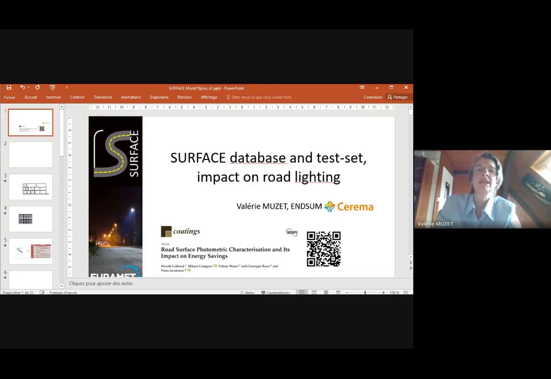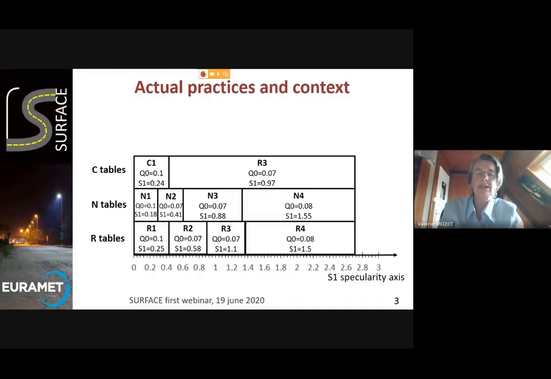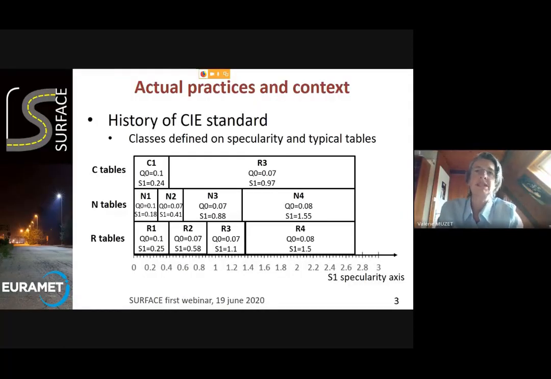I will first begin with presenting the actual practices on road photometry, then the database as a test set, and the impact of road photometry. First, I will describe actual practices and contexts and the history of CIE standards.